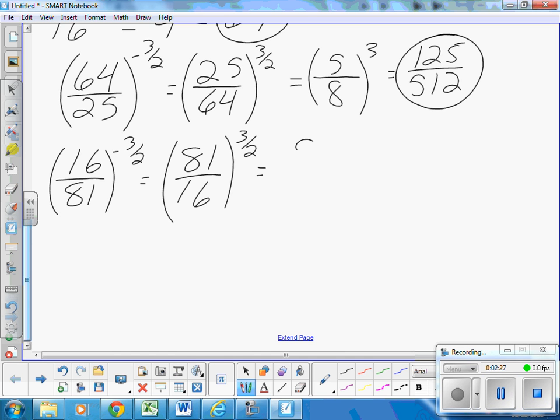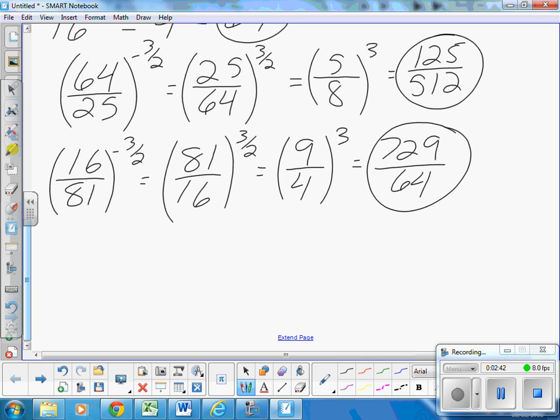Square root first, 9 over 4. I have to do the third power yet, and 9 to the third power is 729, and 4 to the third power is 64. So we get 729 over 64.